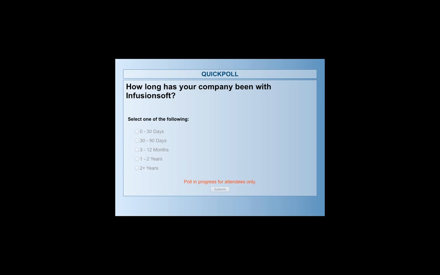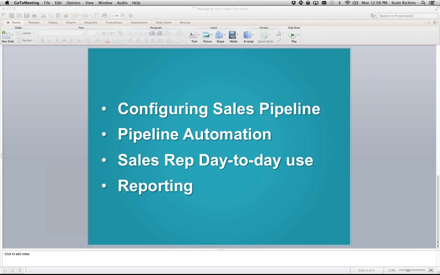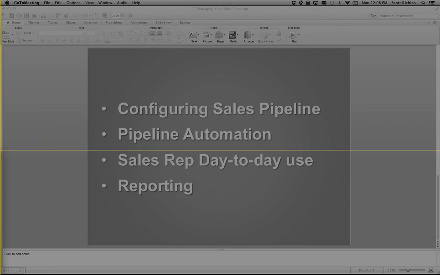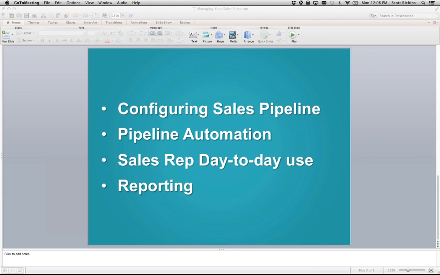0 to 30 days, 30 to 90 days, 3 to 12 months, 1 to 2 years, and 2+ years are your options. So go ahead and just let me know. I'll leave that up for about 10 more seconds. And I'll take that down here in 5, 4, 3, 2, 1. Okay, perfect. That gives me some insight here. Looks like we're fairly well spread, but weighted most there. We've got most people there 3 to 12 months.